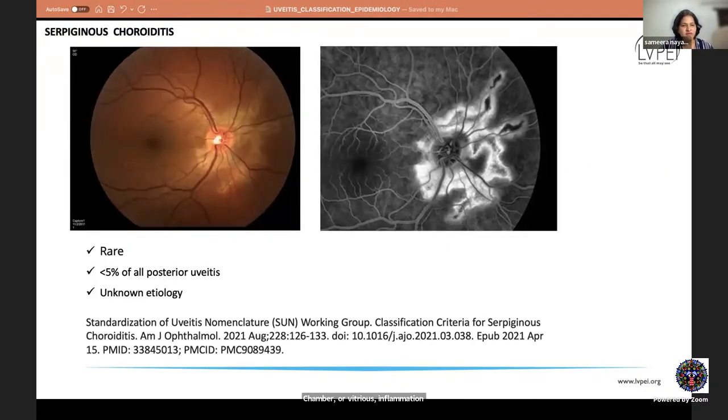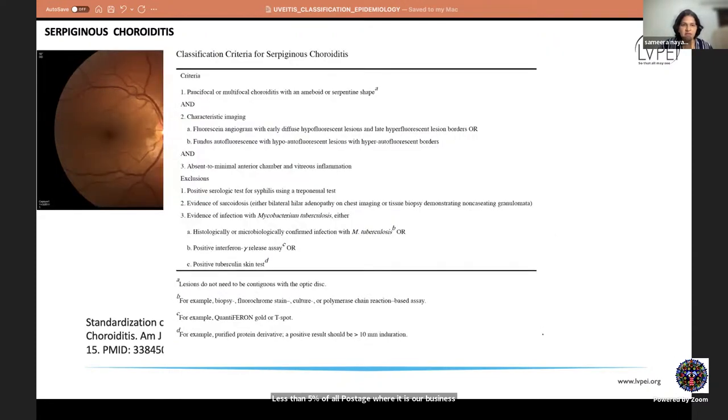Serpiginous choroiditis is also very rare. Less than 5% of all posterior uveitis are serpiginous choroiditis. This is of unknown etiology. The classification criteria include focal or multifocal choroiditis with an amoeboid or serpentine shape, plus characteristic imaging: fundus fluorescein angiogram with early diffuse hypofluorescent lesion and late hyperfluorescent lesion at the border, or fundus autofluorescence with hypoautofluorescent lesion with hyperautofluorescent borders, with absent to minimal anterior chamber and vitreous inflammation.